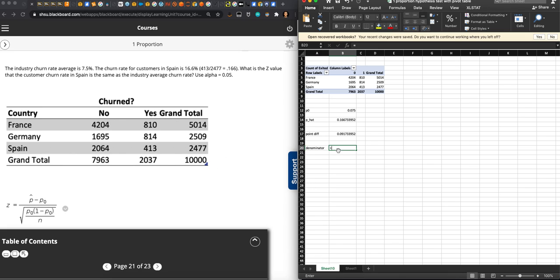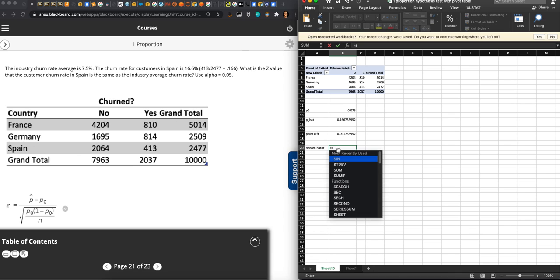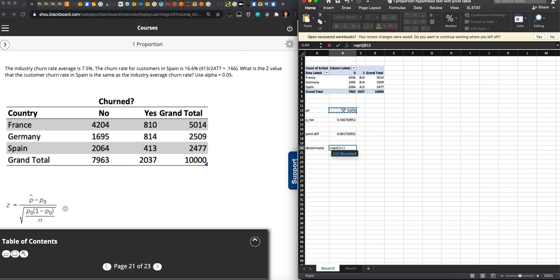This is going to be a little confusing, so square root first. And then within that we have a fraction. So it is 0.075 times 1 minus 0.075. That's that top part. All of that is divided by the count. The count is here.